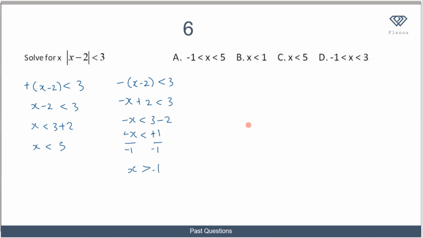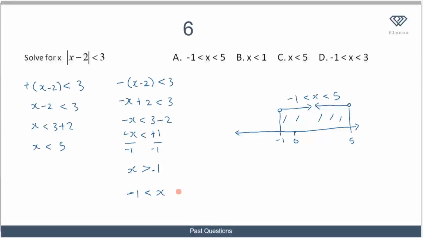So I try to combine these two inequalities together. And if I look on my number line, I have minus 1 over here and I have 5 over here. And I'm told that x is greater than minus 1. So x is greater than minus 1. And at the same time, x is less than 5. X also is less than 5. So we can see that the region will be the portion in between these two curves. And it can be written as minus 1 is less than x which is less than 5.